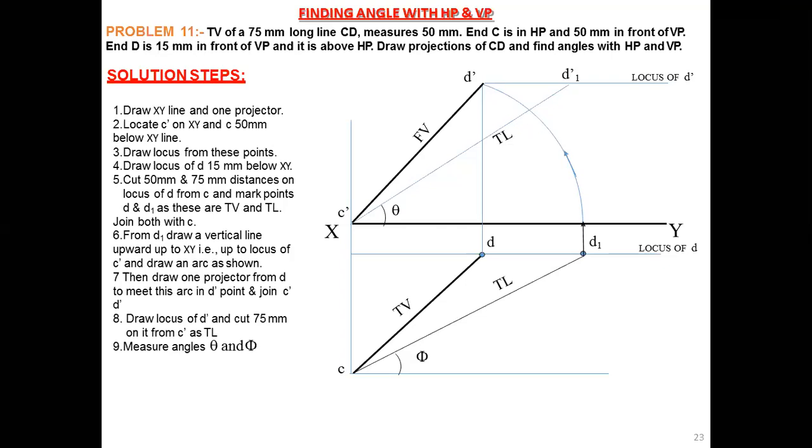Okay. In means end C is in HP. In HP means it will be on XY line. In VP means it will be on XY line. In means on the XY line. You need to start from the XY line. See here. You can see here.